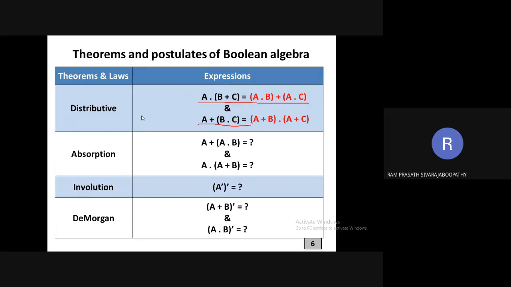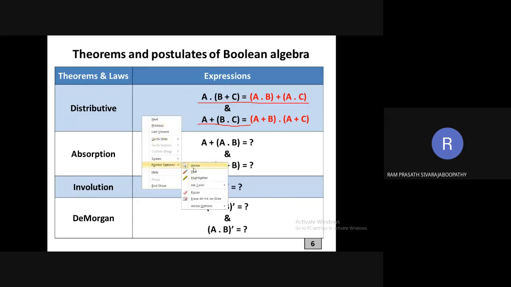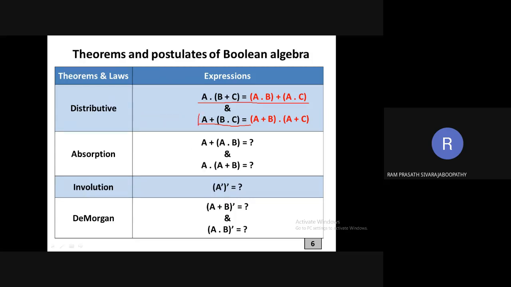Okay, so this second expression holds only for Boolean algebra. Can anyone say what is the difference between normal algebra and Boolean algebra? What are the possible values a Boolean variable can have? 0 and 1. Very good. Either 0 or 1 can be put. That is Boolean algebra. In normal algebra you can put any value.